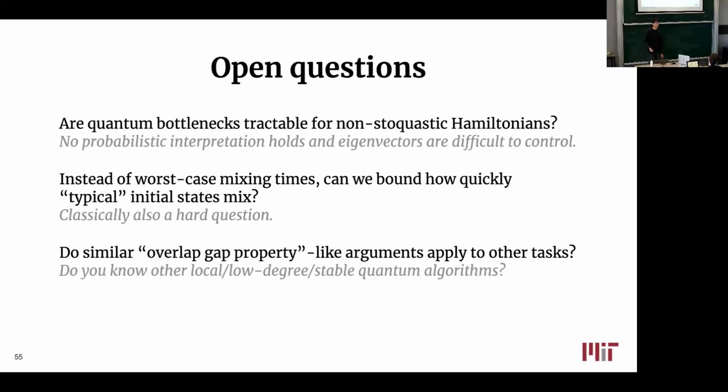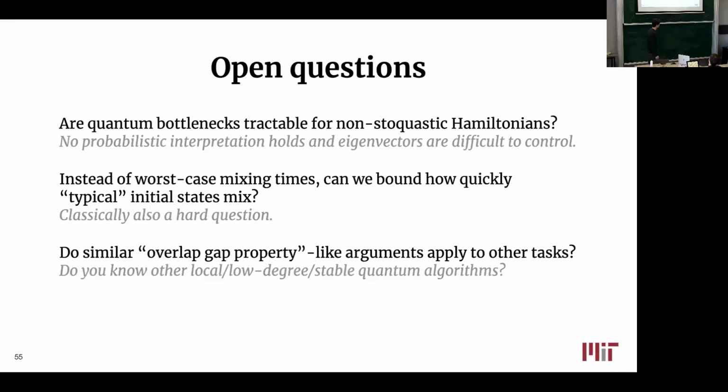Classically, this is also a very hard problem. We can't even classically say, if I start from a random bit string, how quickly do I converge? It seems that's also much harder to analyze than these worst case mixing bounds. So it's a question, though, that I think is probably more valuable to people who have a quantum computer and want to run stuff on it.